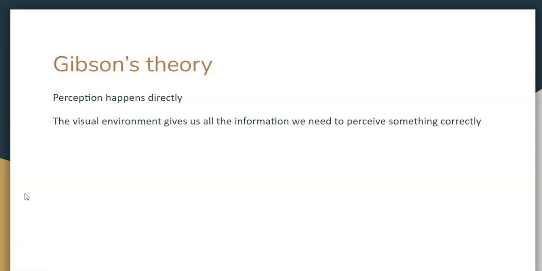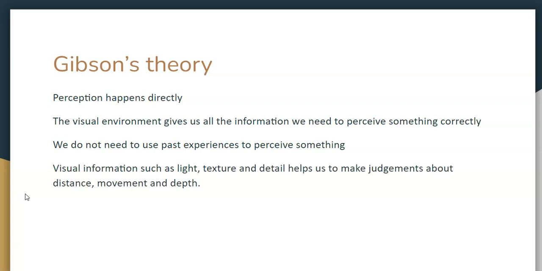So by that we mean that the visual environment, what we see, gives us all the information we need to perceive and tell what something is. So we don't need to use any of our past experiences, we don't need to use anything else to perceive something. We should know exactly what it is just by looking at it. So visual information such as light, the texture, the details of what we see helps us to make judgments about everything like distance, movement, depth. We don't need anything else other than what we see.